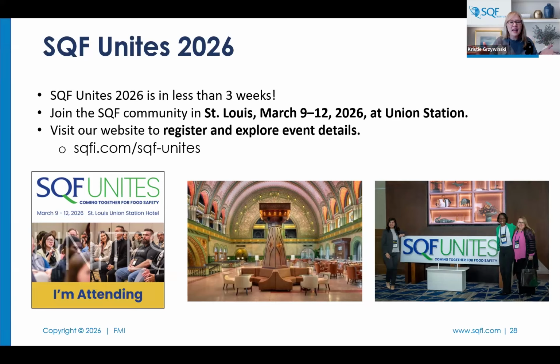It's less than 3 weeks away, less than 2 weeks away, as a matter of fact. So I hope that you will be joining at SQF Unites. I saw one question already about Edition 10. We will not be diving into Edition 10 here, but we will be diving into Edition 10 at SQF Unites. Every session is designed to address those changes that you're going to see in Edition 10. We'll be in St. Louis at the beautiful Union Station Hotel.